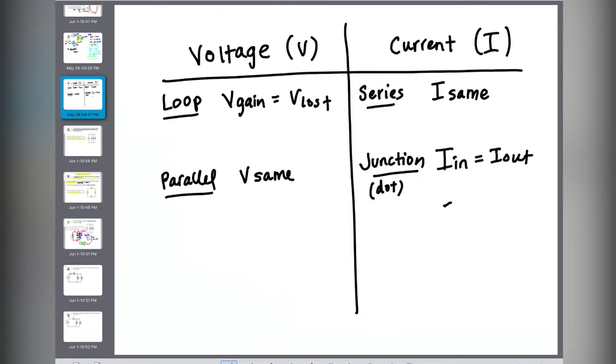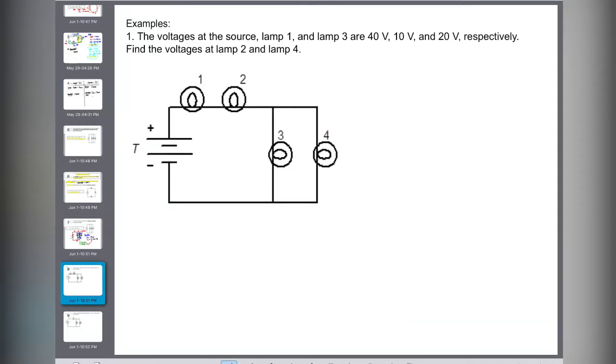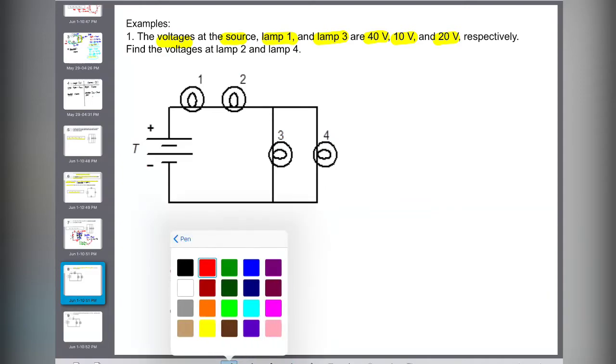All right, so please have this chart in front of you when you're doing either your homework or trying out the sample problem. Let's take a look at the first sample problem. They gave you a whole bunch of numbers. They tell you that the voltages at the source, 1 and 3 are 40, 10, and 20, and they want you to find the voltage for 2 and 4.